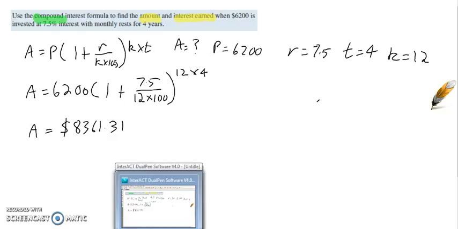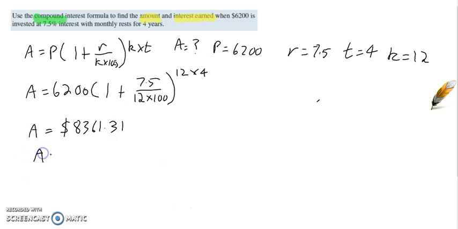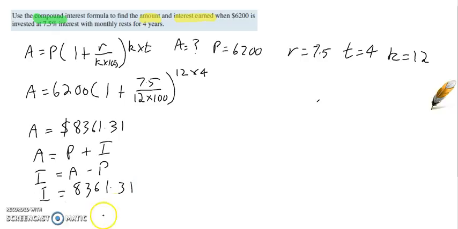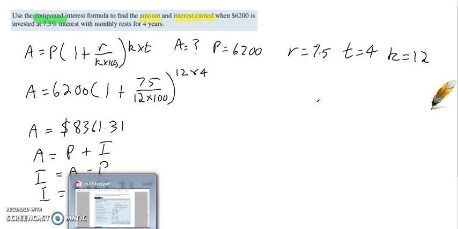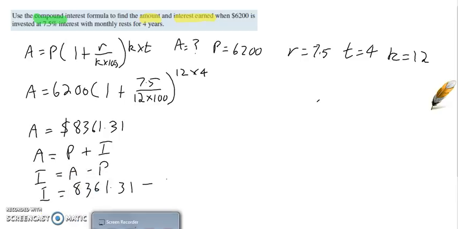We know the amount, and we know that amount equals principal plus interest. So we want interest. We just take the amount and take away the principal. In this case, the amount is 8,361.31, and we're going to take away the principal, which is 6,200. If we do that, we get $2,161.31.